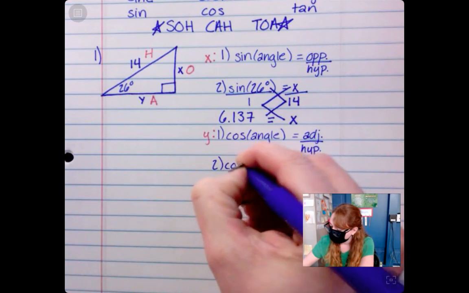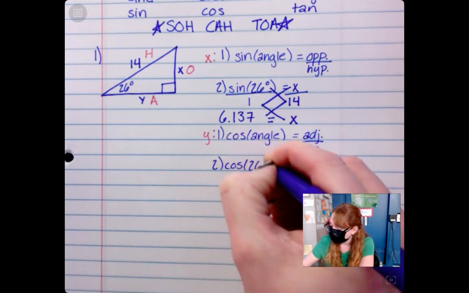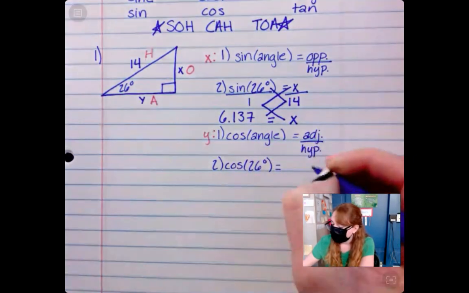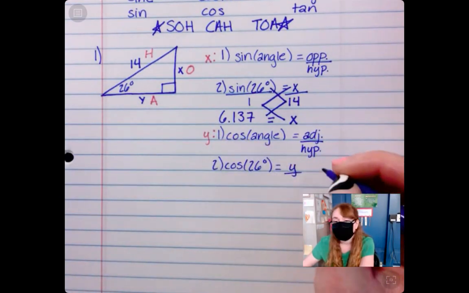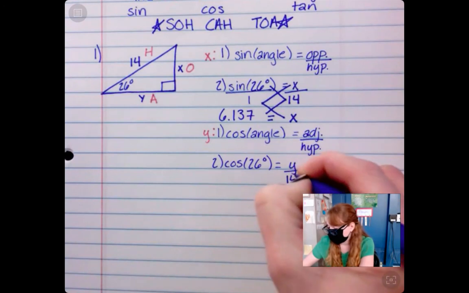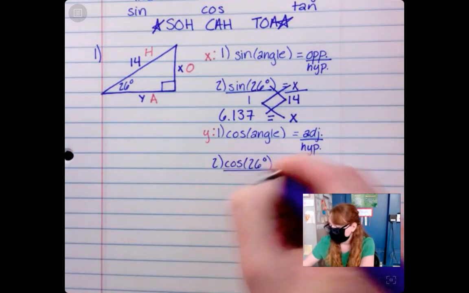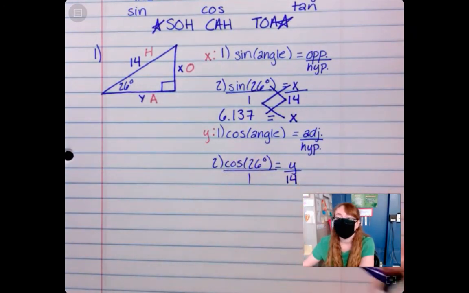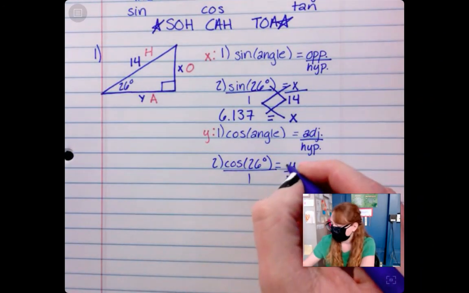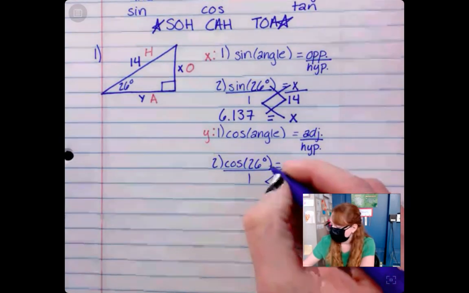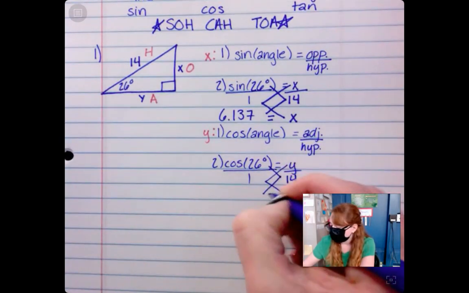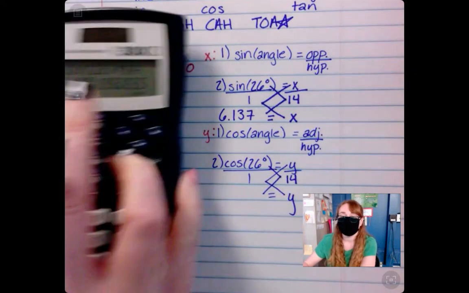We still have our trig function. Our angle is 26 degrees. Our adjacent side is our unknown, or our y, and our hypotenuse is still 14. We're going to put our cosine over an invisible 1 here, and then cross multiply. So y times 1 gives us y, and cosine of 26 times 14 is where we bring in our calculator.